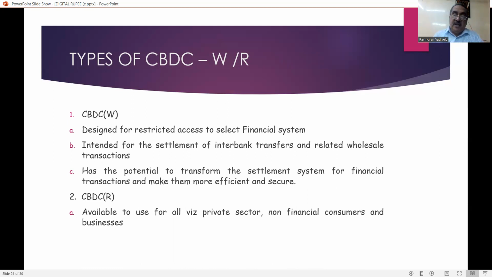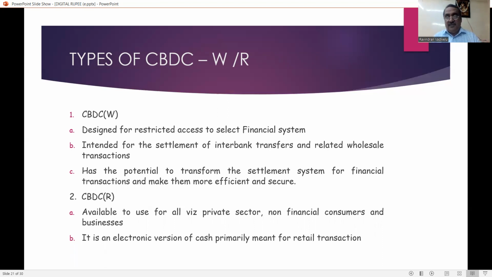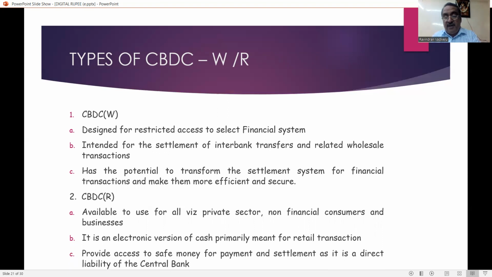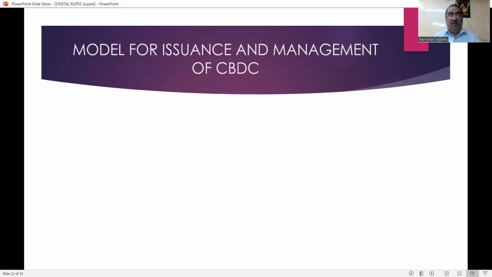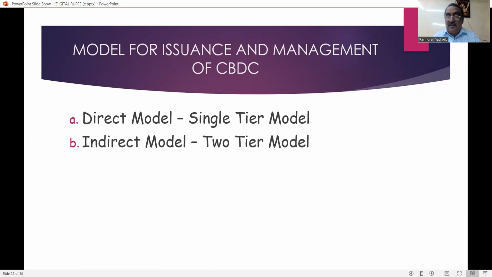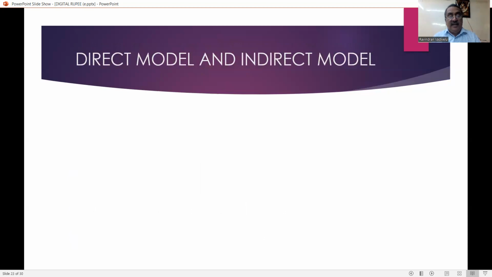This is what the RBI has now introduced as digital rupee retail. This is a thing the RBI has recently launched with effect from 1/12/22. It is an electronic version of cash primarily meant for retail transactions. It is almost equivalent to a cash transaction. You can use it. It provides access to safe money for payment and settlement, as it is a direct liability of the central bank, because everything is being settled and it's a direct responsibility of the Reserve Bank of India. It's safe money. You can use it. And now the mode of issuance and management. There are two methods. One is the direct model, which is called the single tier model, and the indirect model, which is called the two-tier model. Direct model and indirect model, we are going to see.